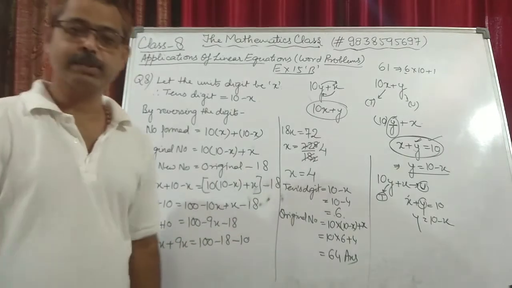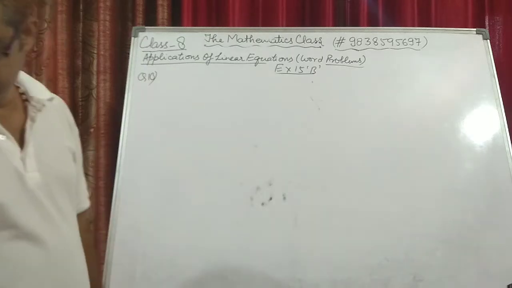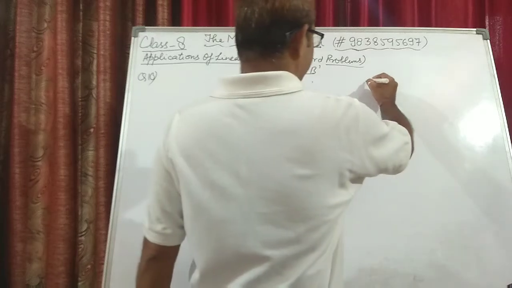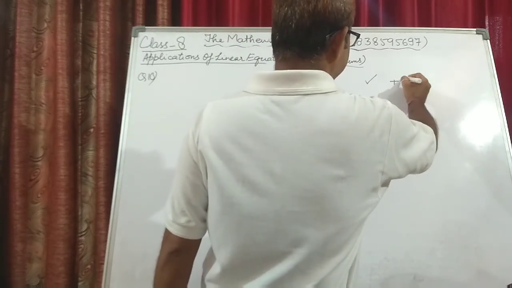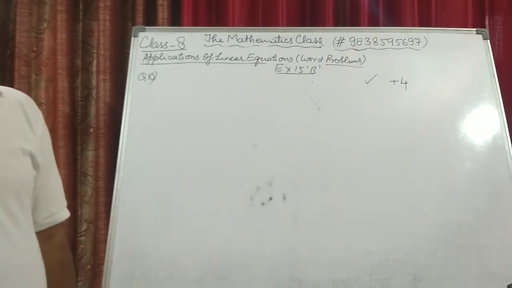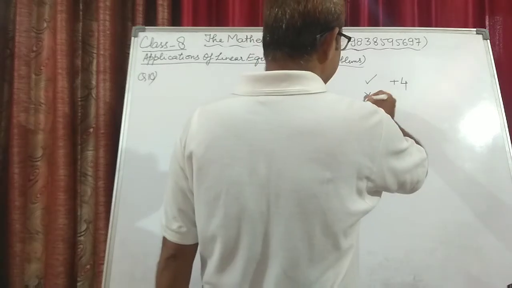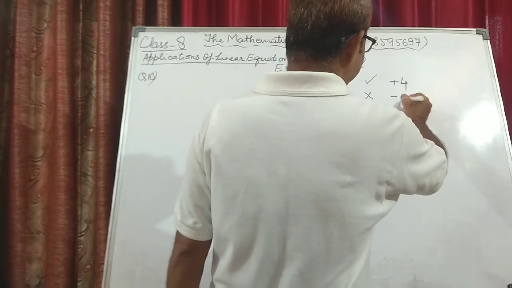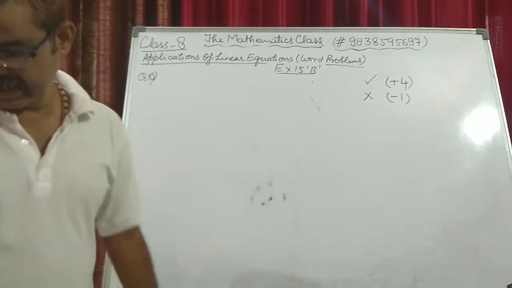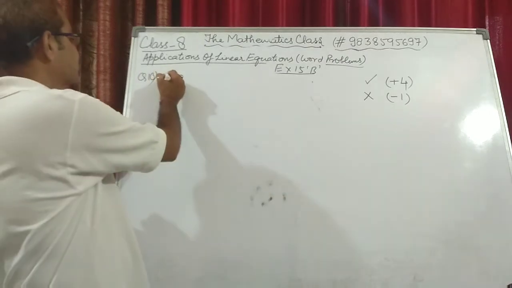Now we move on to question number 10. They say that in an examination, a student scores 4 marks for every correct answer. So for correct, he is scoring 4, means plus 4. Then they say he loses 1 mark for every incorrect. For a wrong answer, he is losing 1 mark. Losing means minus of 1 mark, right?